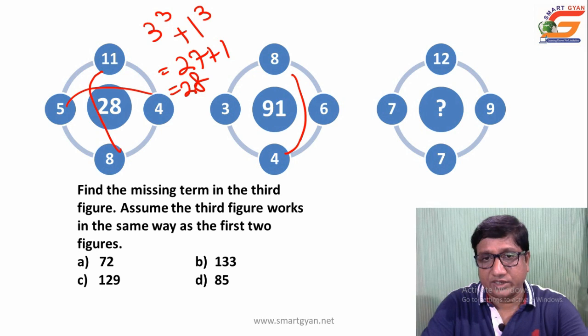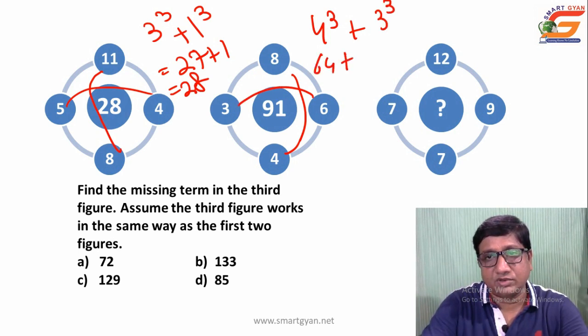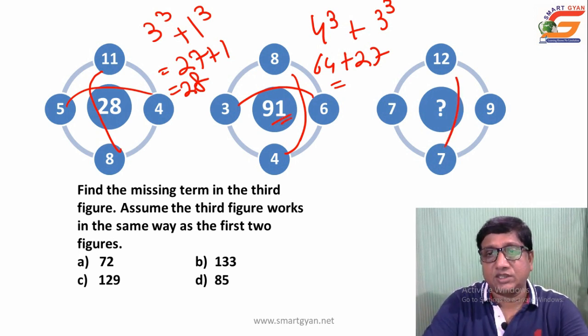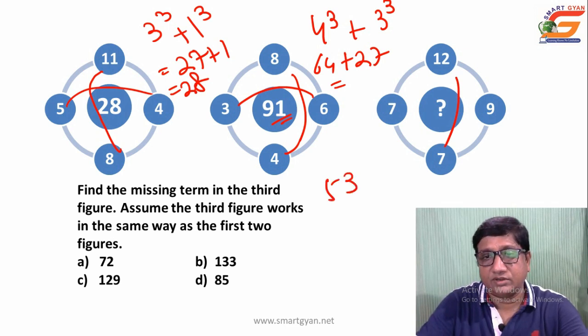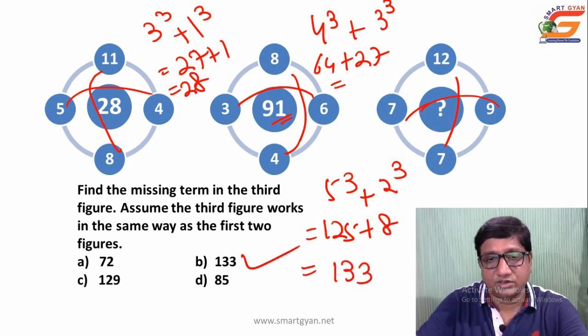added together. That is 8 minus 4, that is 4 cube, plus 6 minus 3, that is 3 cube. 4 cube is 64 plus 3 cube is 27. 64 plus 27 is 91. Yes. Then 12 minus 7, that is 5 cube, plus 9 minus 7, that is 2 cube, that is 125 plus 8 is equal to 133. Yes, choice B is your answer.